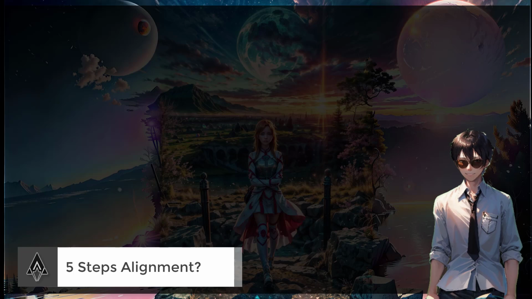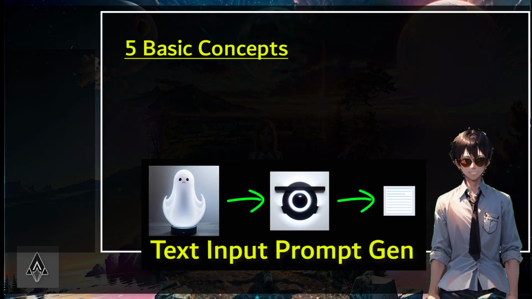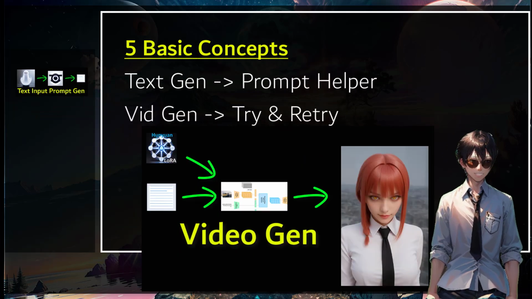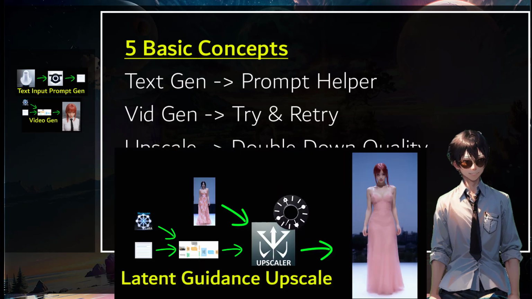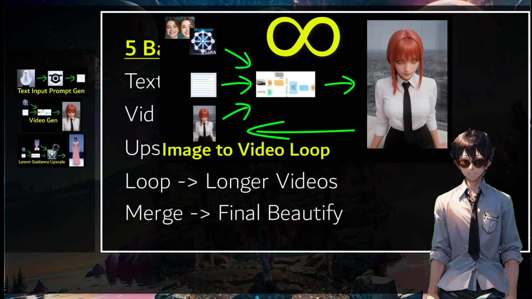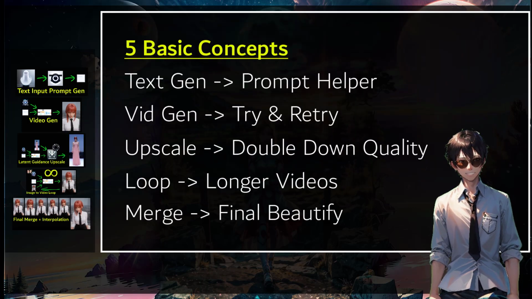So let's look at the 5 steps alignment. Are we still aligned with the 5 steps there, the basic concept? So the text input prompt, it's still there. The video generation where you have to try and retry, it's definitely still there. There's the upscale, there's the loop if you want to even have longer video, even though it might not be as critical, and the merge, right?